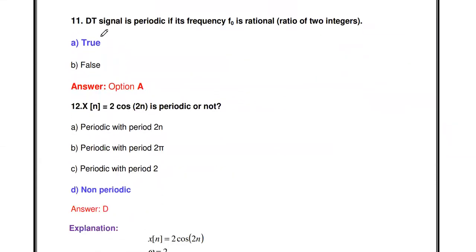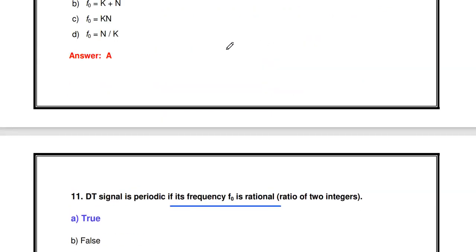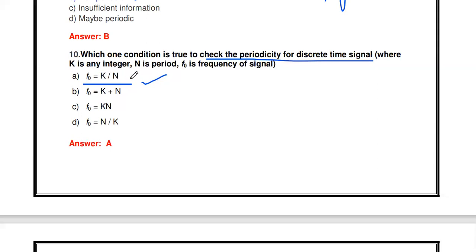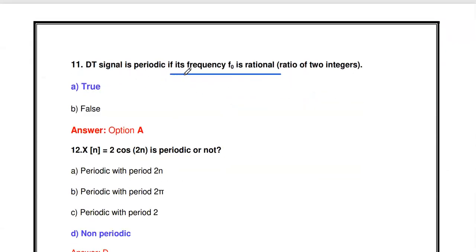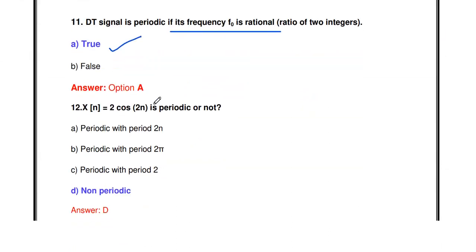Then the next one: a discrete time signal is periodic if the frequency f naught is rational. Rational means the frequency f naught is the ratio of two integers. You see, f naught is equal to k by N, where k is an integer and N is an integer, which means that particular signal is periodic. So the statement is true. Okay, the statement is true or false? It's true.